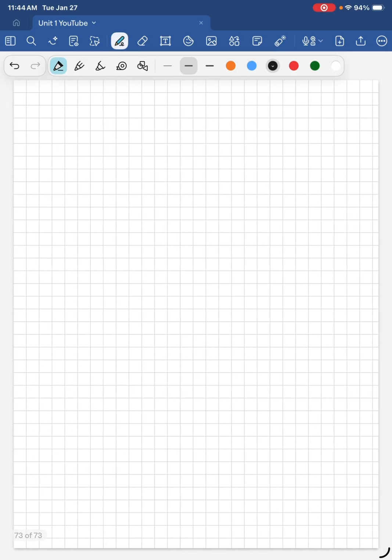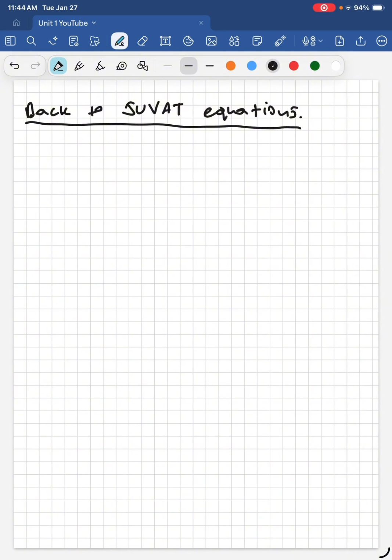Now let's go back to the SUVAT equations. I want to give you a few examples of motion. So let's make the following diagram. SUVAT applies to projectile motion, but also to the motion of some object under some acceleration.